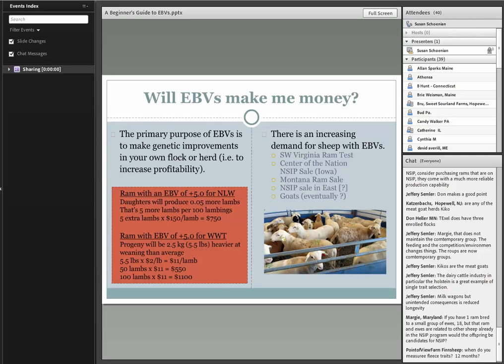Okay, so if I figure $2 a pound, that's $11 a lamb. 50 lambs, that's $550. 100 lambs, that's $1,100. Again, you can do the math for the different numbers of lambs. EBVs do put money in your pocket.